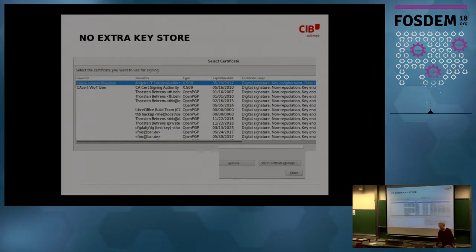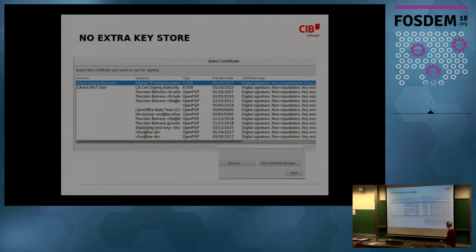So we have no extra key store. When you open this signature dialog, it will list the existing OpenPGP keys you have used for mail or whatever before. And it lists both X509 certificates, the first two, and the rest. This is a screenshot from Thorsten. OpenPGP keys, you select your one. Also, we have no certificate manager integrated. We don't want to go that route. There are many good applications for that, but we help users to find them.